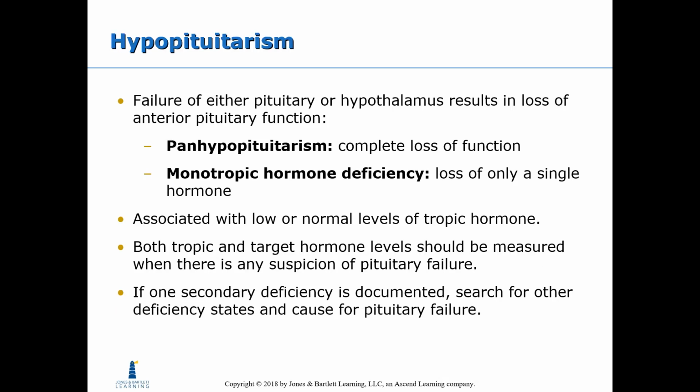Hypopituitarism: failure of either the pituitary or the hypothalamus results in loss of anterior pituitary function. Pan-hypopituitarism is the complete loss of function. Monotropic hormone deficiency is loss of only a single hormone; mono means one, referring to one hormone having a deficiency. It's associated with low or normal levels of tropic hormone. Both tropic and target hormone levels should be measured when there's any suspicion of pituitary failure. If one secondary deficiency is documented, you want to search for other deficiency states and the cause for pituitary failure.